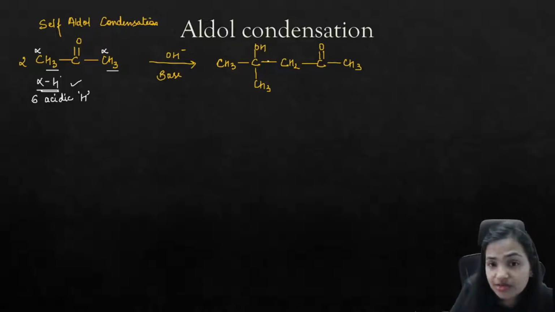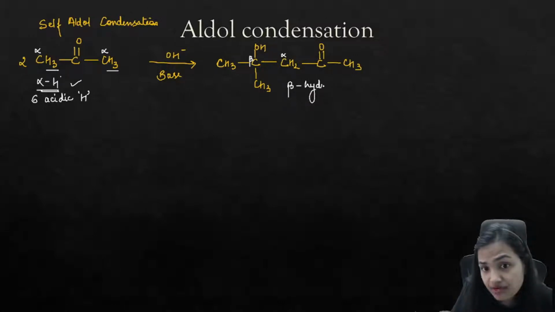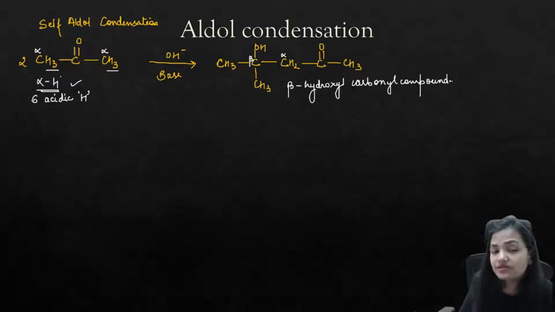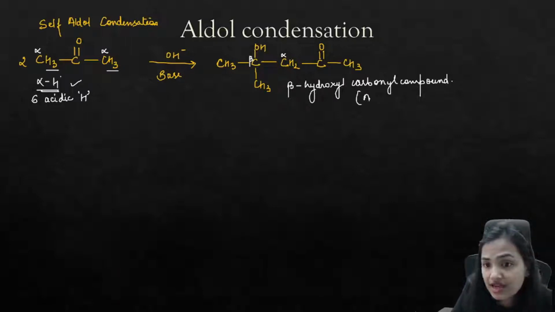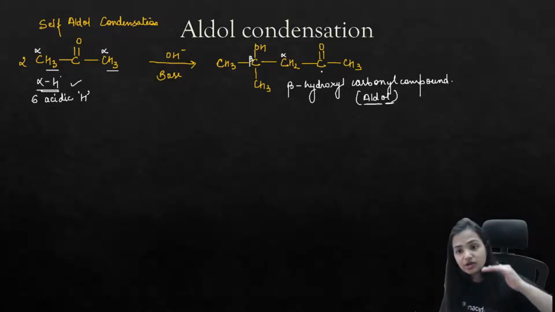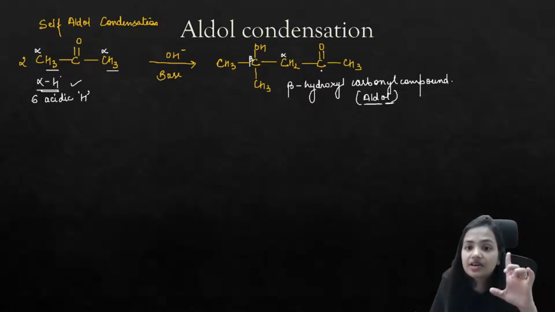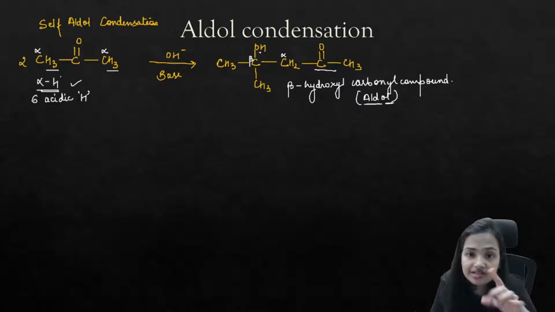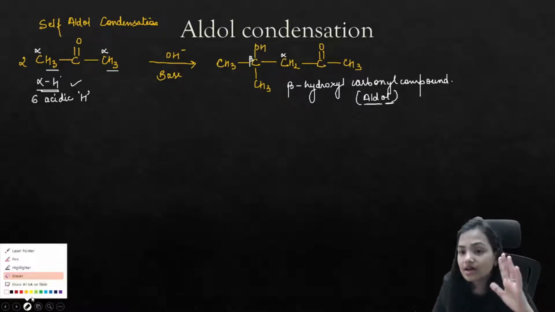If you see the product here, this is the carbonyl group, this is alpha, this is beta. So this is a beta hydroxyl carbonyl compound. Here we have the aldehydic or ketonic group and the hydroxyl group. So this is also known as aldol. Aldol means aldehyde or ketone, and OH is for the alcohol. So if we are getting these 2 functional groups, one the aldehyde or ketone and another the alcohol, we can say that this is aldol. Aldol is basically a beta hydroxyl carbonyl compound.